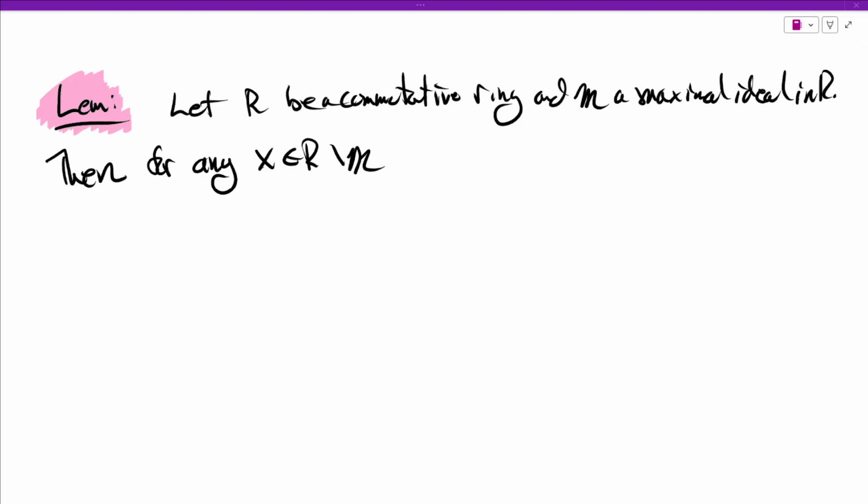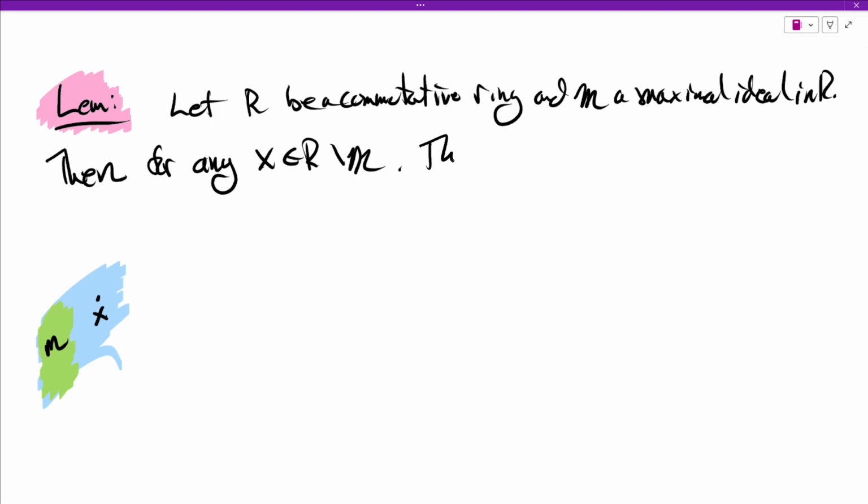But first, we need a lemma. So our lemma is this. Suppose you have a commutative ring R, and we have a maximal ideal M in R, and we have something X in R, but it's not in the maximal ideal. So R is like here, your maximal ideal is maybe in green here. So here's your M, and we're going to take some X outside of it.